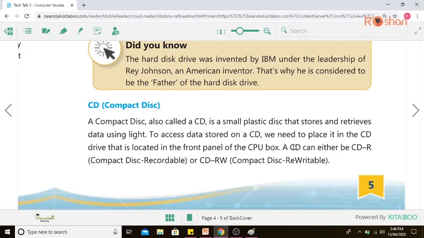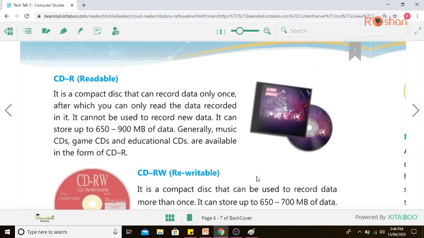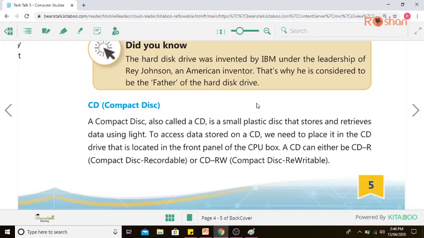A CD is either CD-R or CD-RW. What is that? I'll explain. Compact disk is a plastic disk that stores and retrieves data using light, so with the help of light we can understand the information. CD-R means recordable, and RW means rewritable. Recordable means we can record, and rewritable is different. What is that difference? I'll explain.